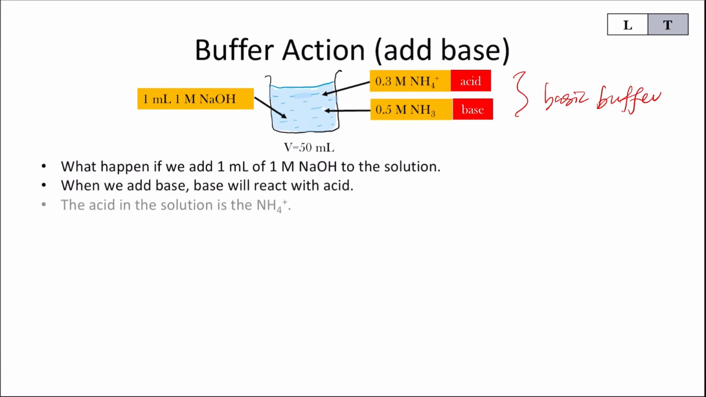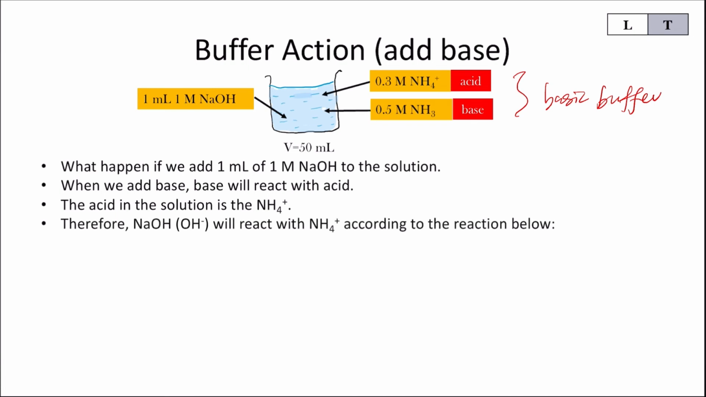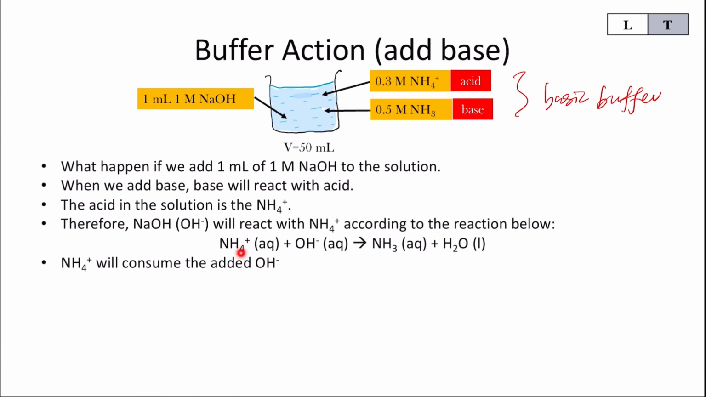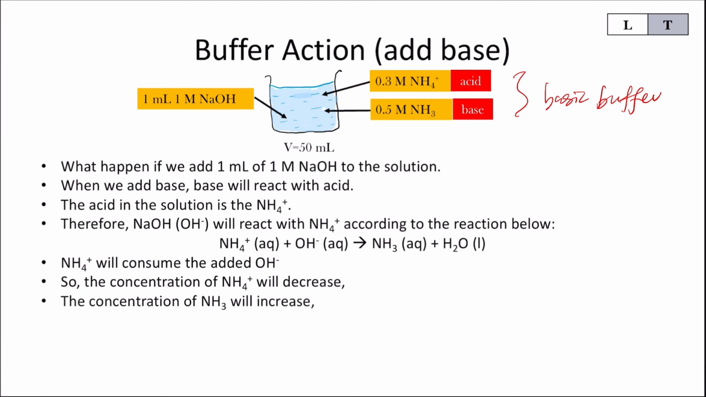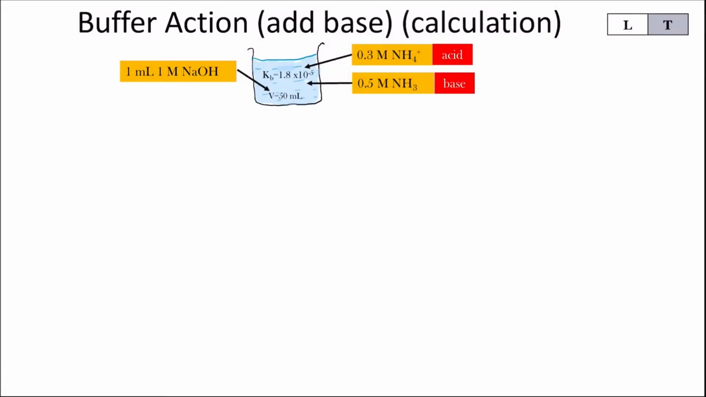And after that, acid dalam solution ini bila dia react dengan OH minus daripada NaOH, awak akan dapat equation dia just like this one. Seterusnya, bila awak tahu acid awak akan consume added OH minus, concentration untuk acid awak NH4+ akan berkurang. Tapi concentration for NH3 akan bertambah. So the pH will change slightly. Macam mana kita nak prove? Let's do the calculation. So we have the original pH macam biasa, sama je 9.48.